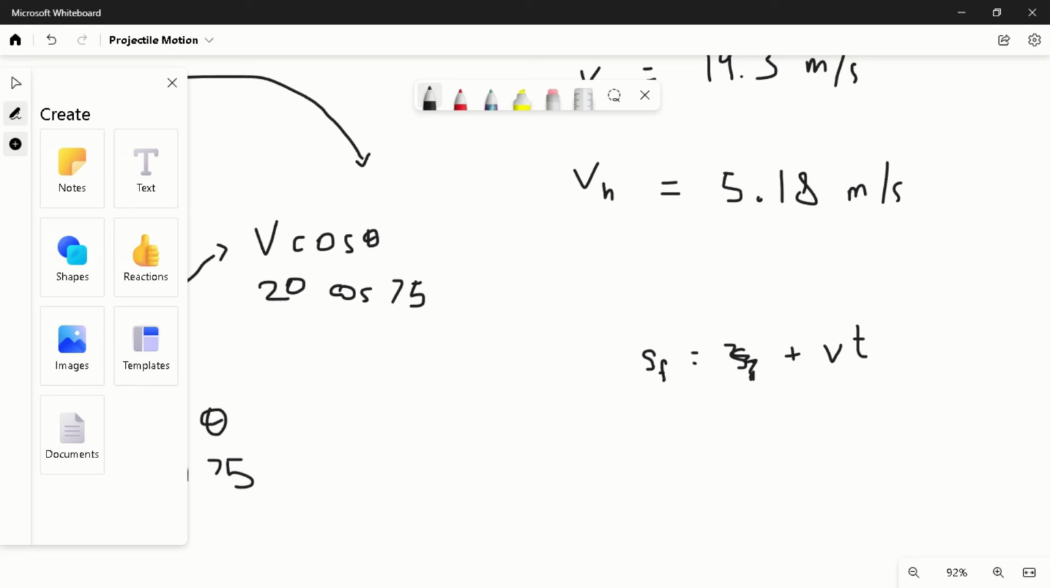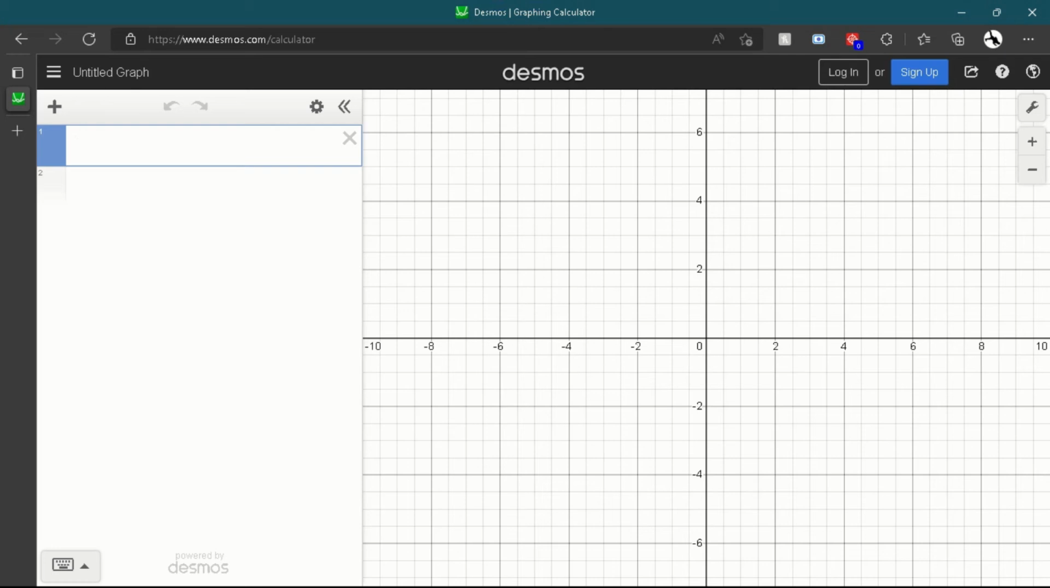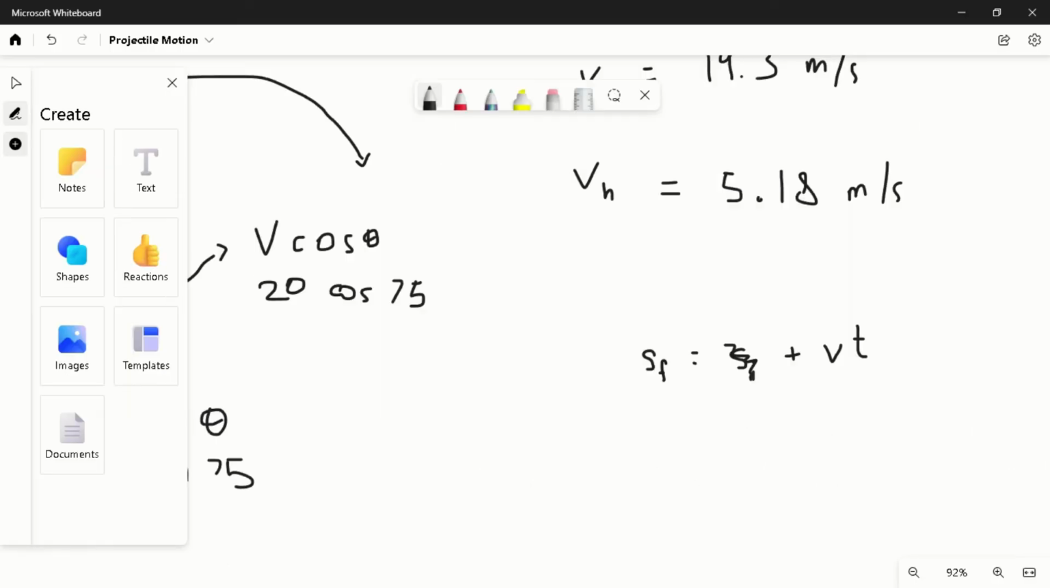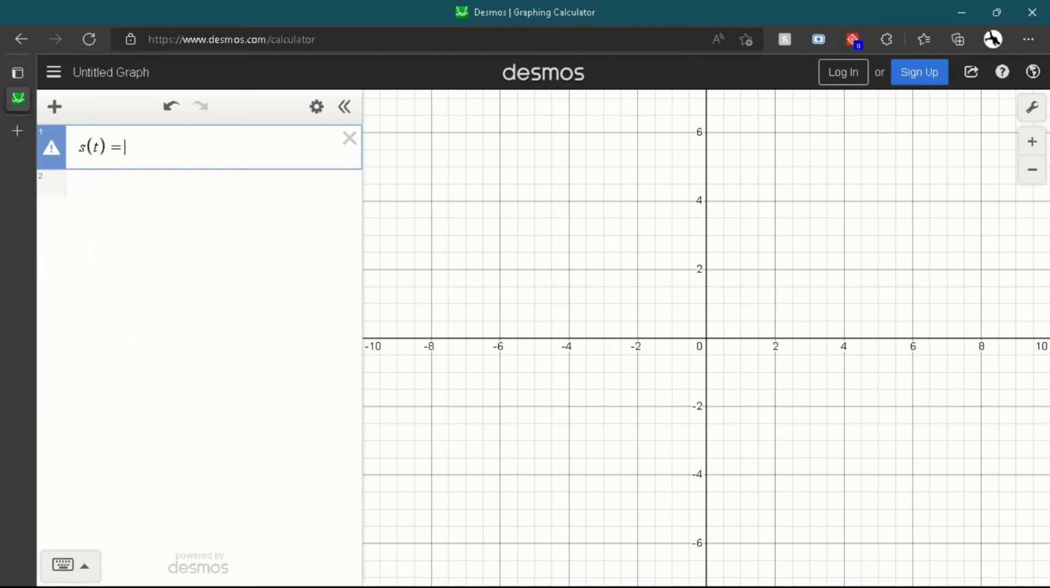And let's put this into decimals so we can look at our specific example a bit. We can make this a function of time, so we can look at the values at every point in time. Now our horizontal velocity was 5.18.